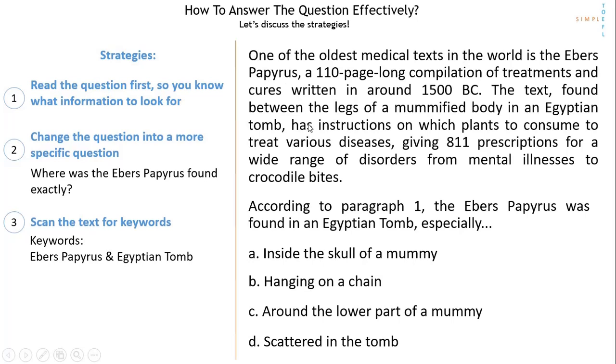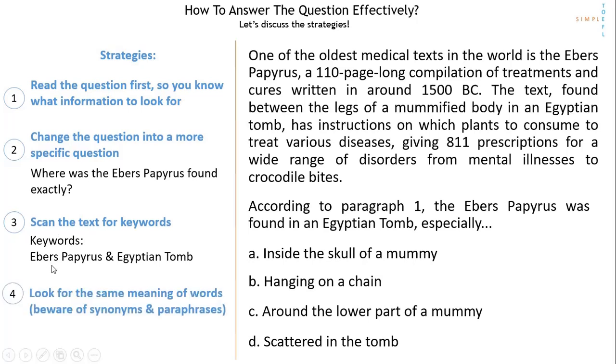So let's just focus on the question: where was the Ebers papyrus found exactly? And we find the answer between line 1 and line 5. So let's find the answer. One of the oldest medical texts in the world is the Ebers Papyrus, a 110-page long compilation of treatments and cures written in around 1500 BC. The text was found between the legs of a mummified body in an Egyptian tomb. So this is likely to be the answer: between the legs of a mummified body.